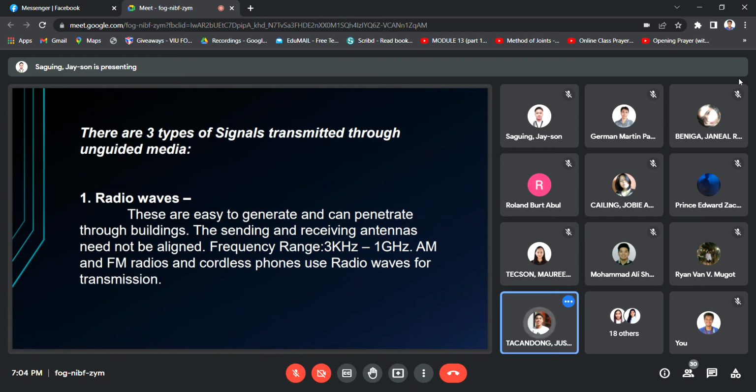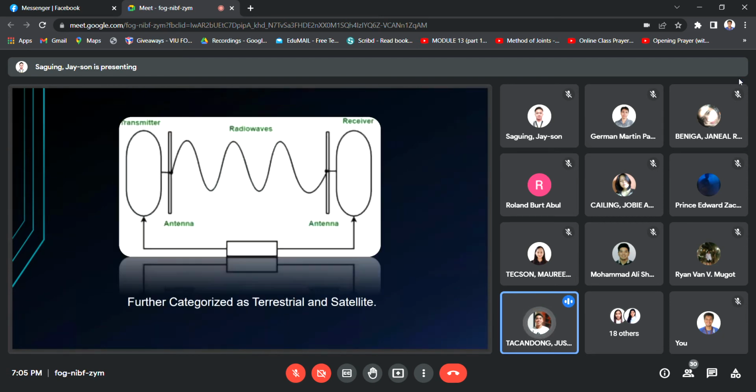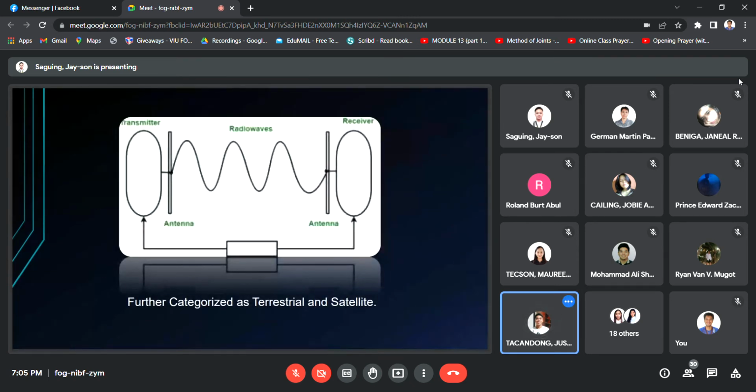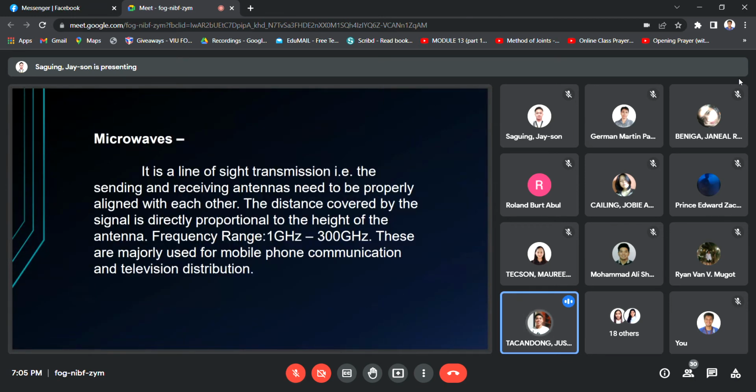Frequency range from 3 kilohertz to 1 gigahertz. AM and FM radios and cordless phones use radio waves for transmission. So the second, next slide. Here is the figure of the radio wave.